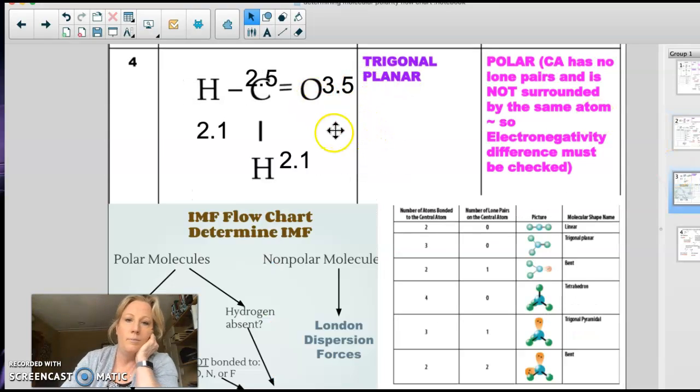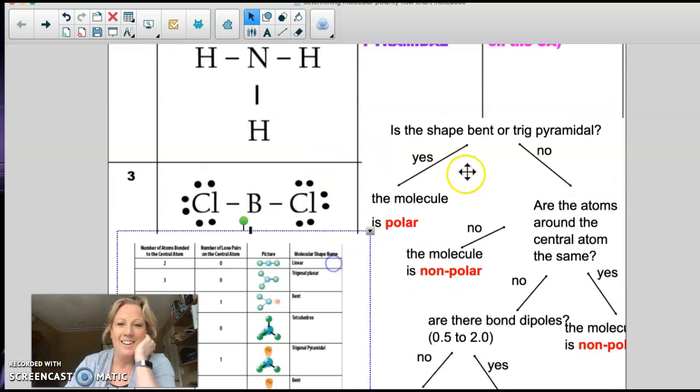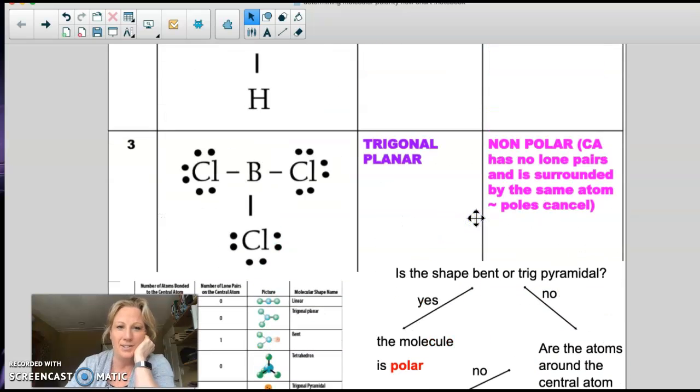So now, wait one second. Sorry, guys. Oh, there's one hiding here. So let's talk about this one. Hopefully we can get some that are a little bit more interesting.